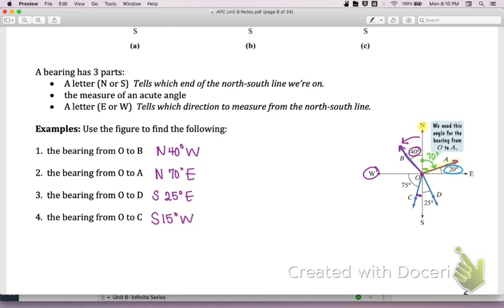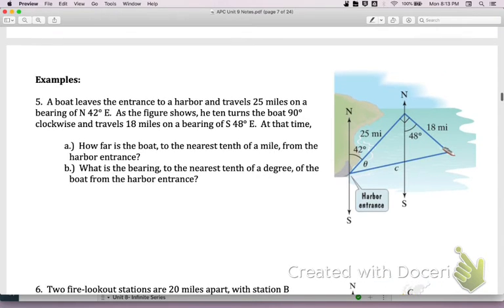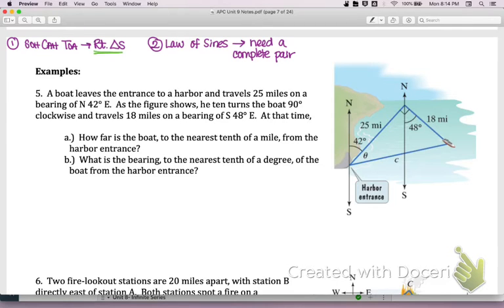So what we're going to focus on today is looking at application style problems. They might give you bearings, they might not give you bearings, they might just give you information, but we have 3 different things that we can do. The first one is we can use our SOHCAHTOA trig ratios, sine, cosine, and tangent. That only applies to right triangles. So if that doesn't work, then we have to fall to one of our other 2 things. The first option is your law of sines. Now, this is for not right triangles, oblique triangles.